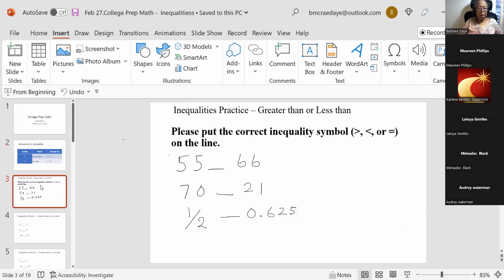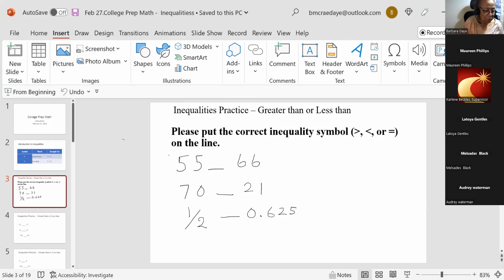Okay. All right. Now, greater than or less than, we want to just do a little practice here. I want you to put the correct inequality symbol, either greater than, less than, or equal on the line. Now, I'll call on you to tell me what to write.